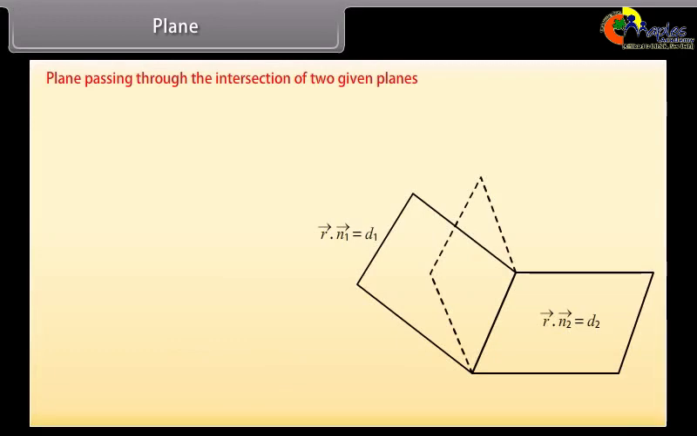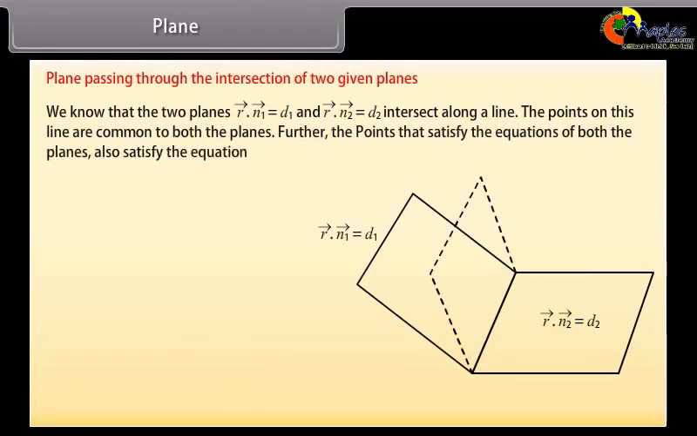Plane. Plane passing through the intersection of two given planes. We know that the two planes, dot product of vector r and vector n1 equals d1, and dot product of vector r and vector n2 equals d2, intersect along a line. The points on this line are common to both the planes. Further, the points that satisfy the equations of both the planes also satisfy the equation: dot product of vector r and (vector n1 plus lambda vector n2) equals d1 plus lambda d2, where lambda belongs to R.